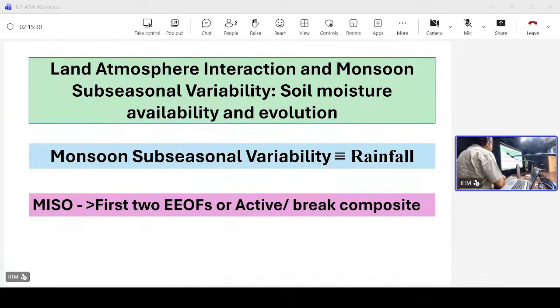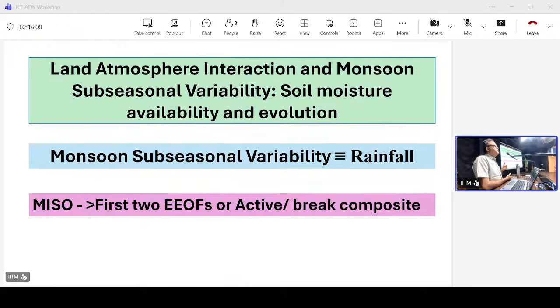Now, there are different ways to define this. In what we discuss next, we will use rainfall as the indicator of, for example, the active and break phases, also called the monsoon intraseasonal oscillations. How we define it mathematically is that we take the rainfall extended EOF. There are many methods, and this is one of them. In IITM we are using this.